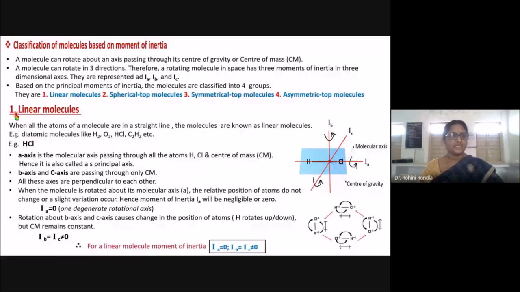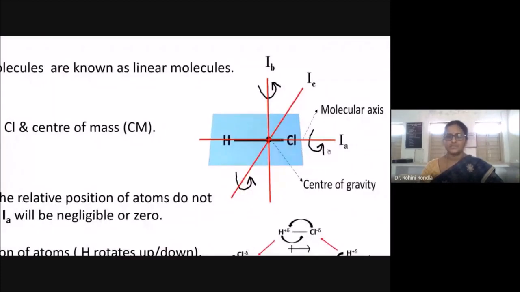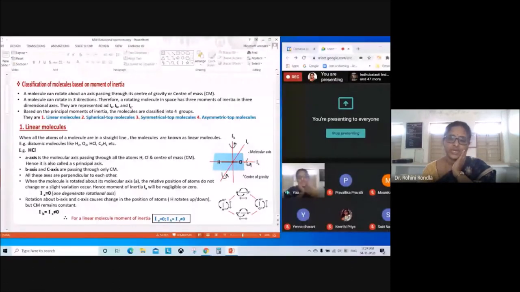Let us see. The first one is linear molecules. For example, the linear molecule HCl. See the horizontal line here. This is the A axis, okay? The A axis passes touching hydrogen and chlorine. See, this axis is passing through the hydrogen and chlorine atoms and through the center of gravity. That is why this is called the molecular axis. You are rotating the HCl molecule through this axis. When you rotate, the molecule will try to resist that acceleration or that motion.